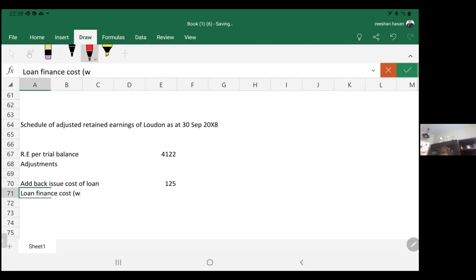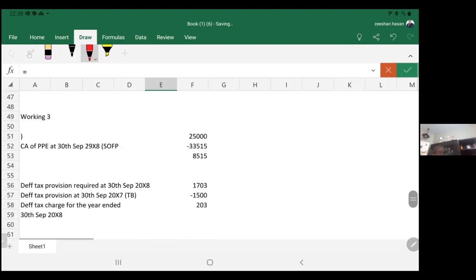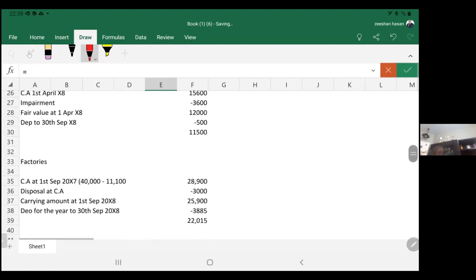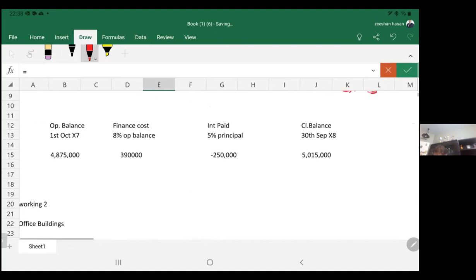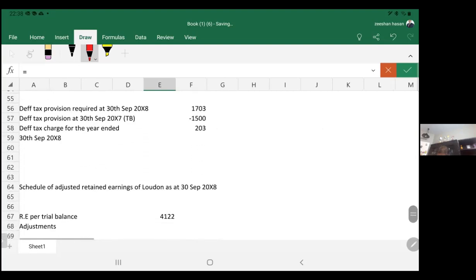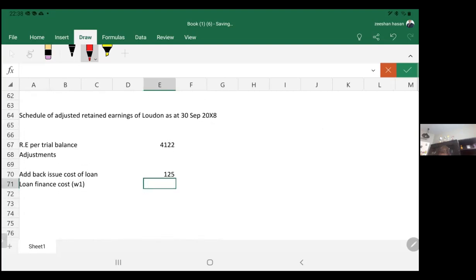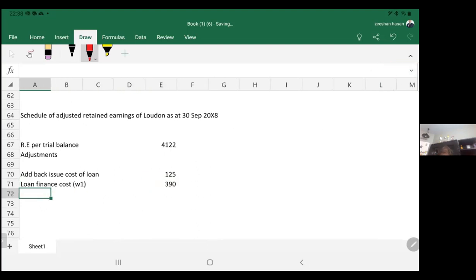Now loan finance cost. That's our working one, right? And what I will do, simply I will type is equal to here. I will move up to my working one. Okay, I did work over here in thousands, so let me just type it. It's 390. Now, building depreciation. That was our working two. And it's 900.